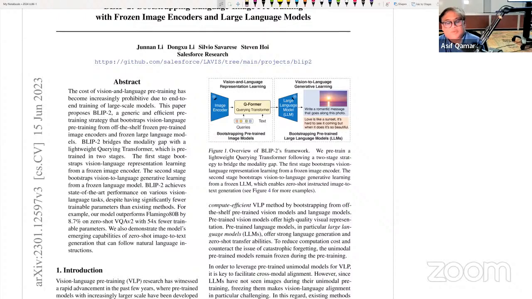Suppose I keep my encoder the same. I know that this image and this caption go together. What do I need to do? I basically play the contrastive loss game and one part is taken care of.